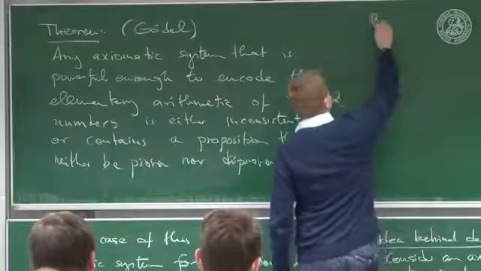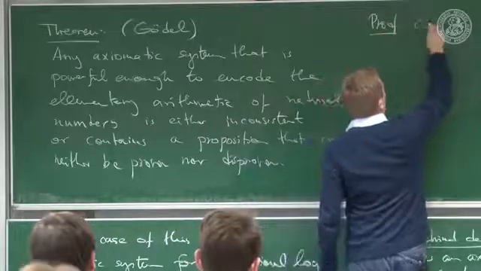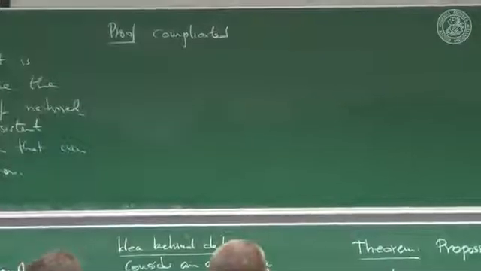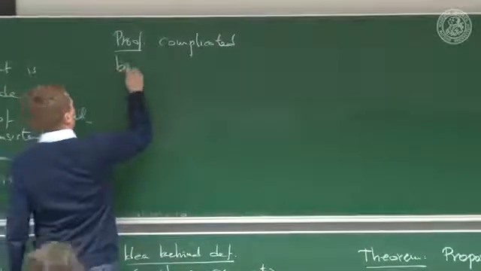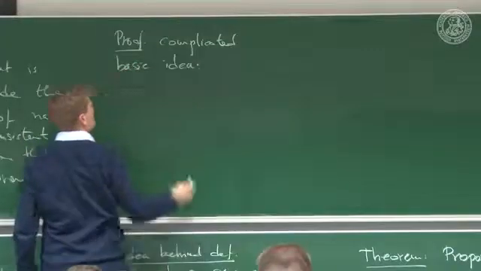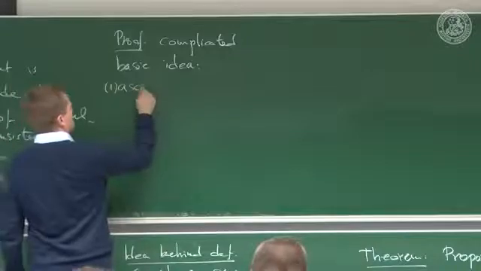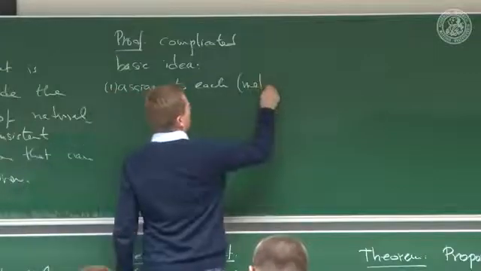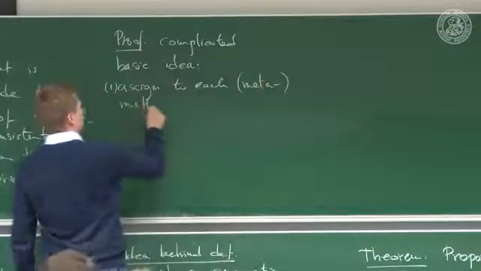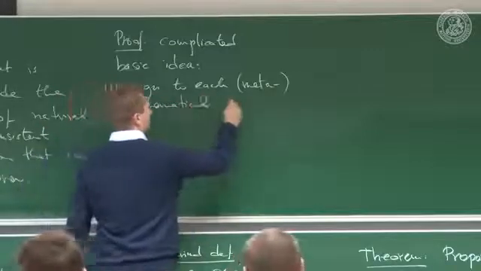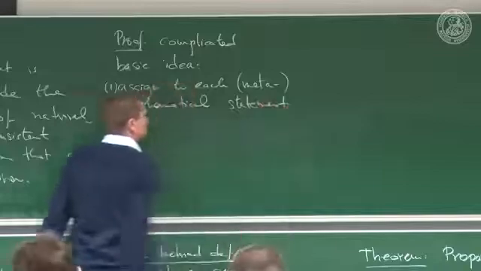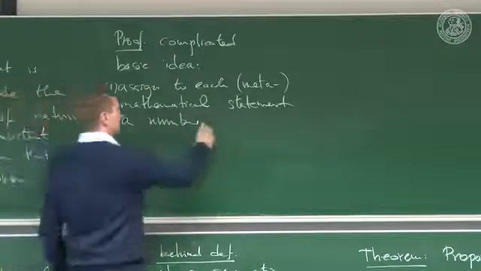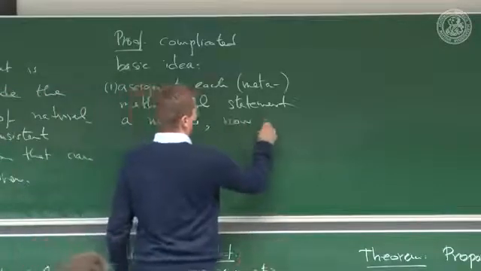Now, how does the proof proceed? Well, the proof is complicated. Or let's rather say the proof is involved. But the basic idea of the proof is the following. First, assign to each mathematical or also meta-mathematical statement or proposition a number, the so-called, what later on people now called Gödel number.